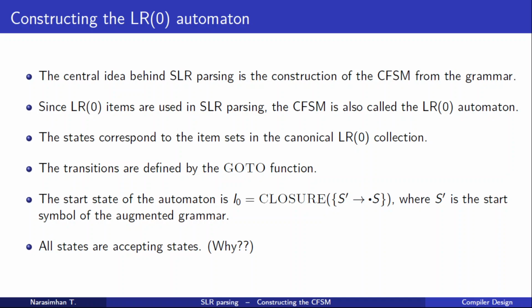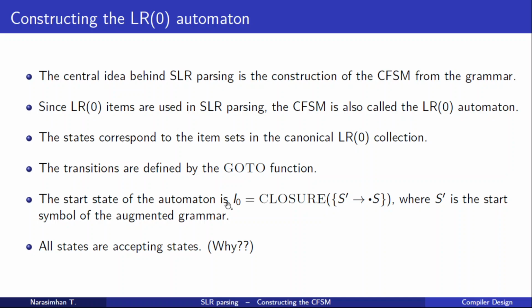Now an automaton should have a start state as well as one or more accepting states or final states. So for the LR0 automaton, which is the start state and which are the final states? Remember, how did we construct the canonical collection of items? We started with an initial item set I0. From that I0 you try to build more and more item sets which are added to the canonical collection. So this initial item set I0 will be the start state of the automaton.